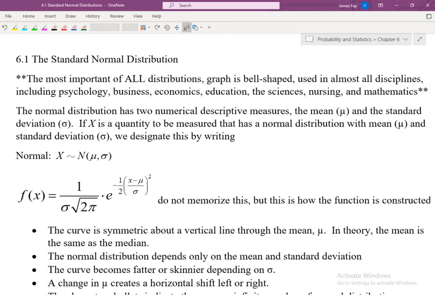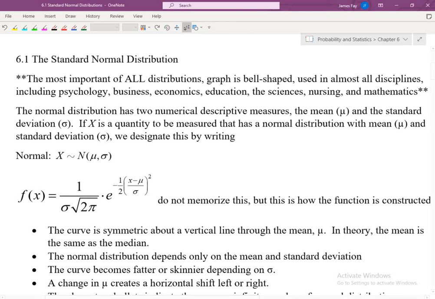So all your professions are going to, at some level, use the mean and the standard deviation with the standard normal distribution. It says the normal distribution has two numerical descriptive measures, the mean and the standard deviation. Those are two things that decide what the curve looks like. And if we go through this formula here, you don't need to memorize this.